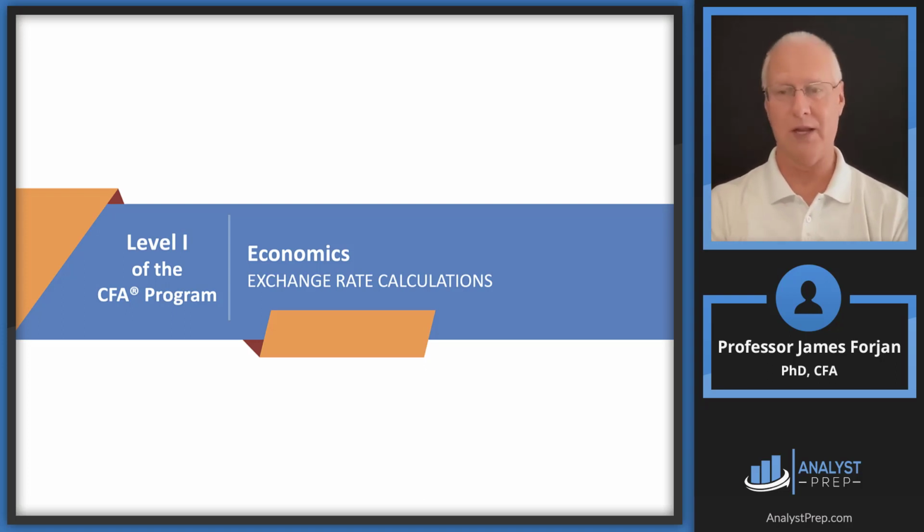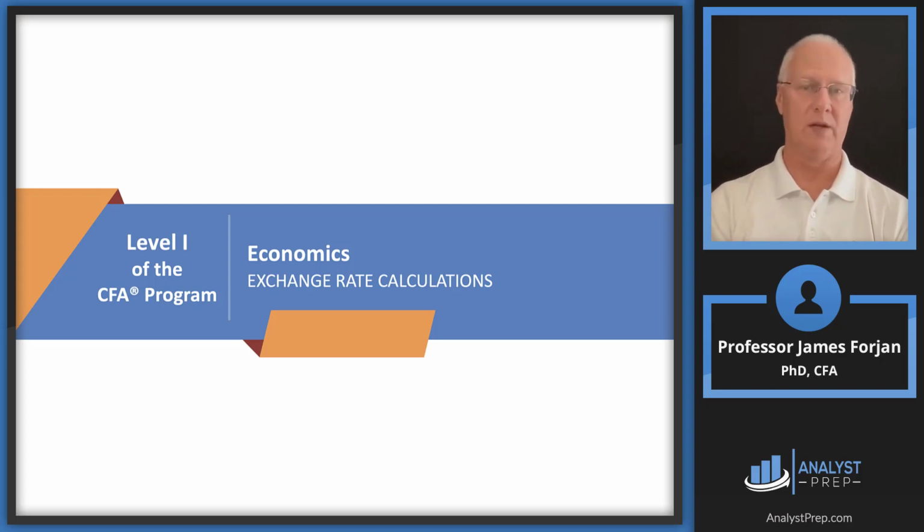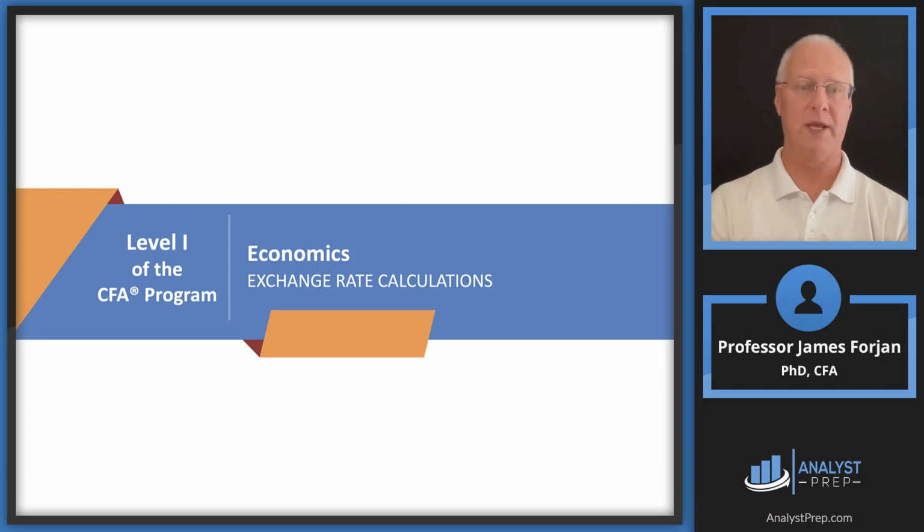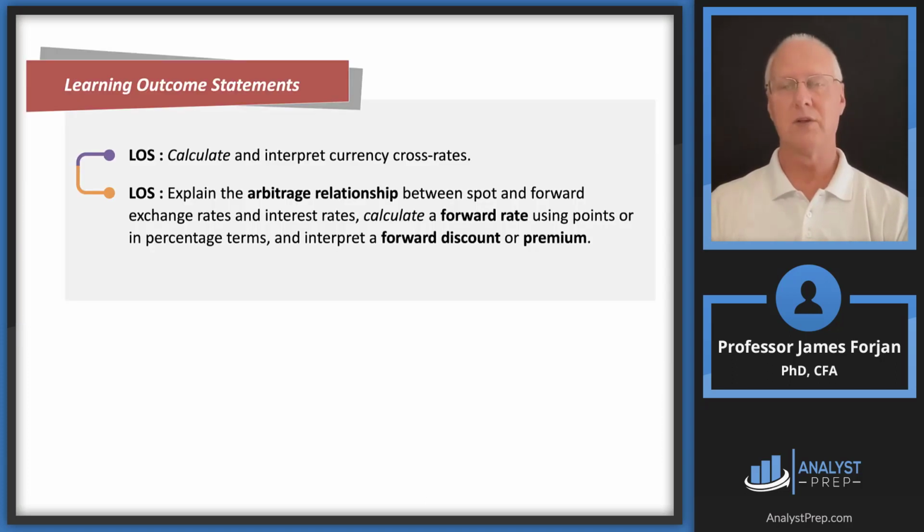The second component is the level of interest rates in both countries. And we'll see that specifically inside of this learning module. So remember those two things: trade and central bank behavior, or interest rates in both countries. So let's look at these LOSs, and there ought to be 4 of them.